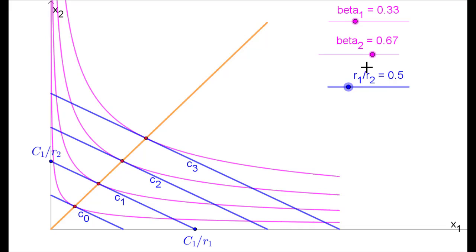Here I have the ratio of R1 over R2, which right now is equal to 0.5. And later on, I'm going to change this and show you how the expansion path changes. And here, I also have two other parameters, beta 1 and beta 2. These are exactly the same parameters that we have just explained in the example. So beta 1 is 1/3 and beta 2 is 2/3.